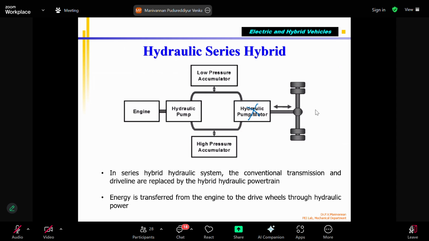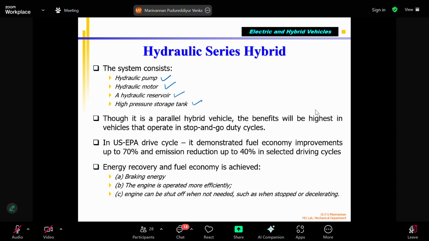Finally, they ended up with electric hybrid only possible. So that is what we are really going to talk more. But of course, we'll see about this also later. Okay. So though it is a hydraulic series, though it is a parallel hybrid vehicle, benefits will be highest in case of vehicle operator stop go. Correct.